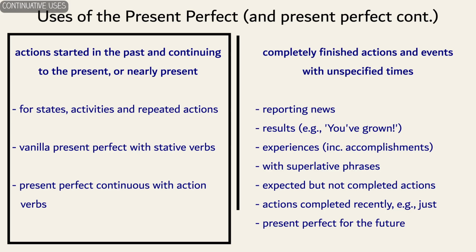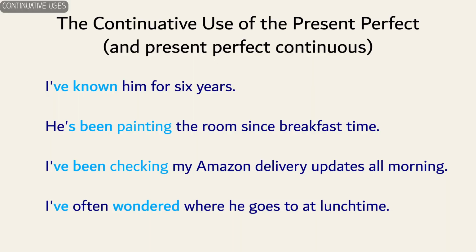This category of using the present perfect, what we could call continuative, although don't get this word mixed up with continuous, describes states and activities begun in the past and continuing till now or just before, and also repeated actions that happen up to the present. Some typical sentences that have a continuative meaning of the present perfect include, I've known him for 6 years. He's been painting the room since breakfast time. I've been checking my Amazon delivery updates all morning. I've often wondered where he goes at lunchtime.